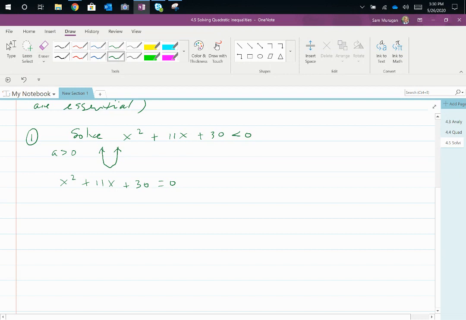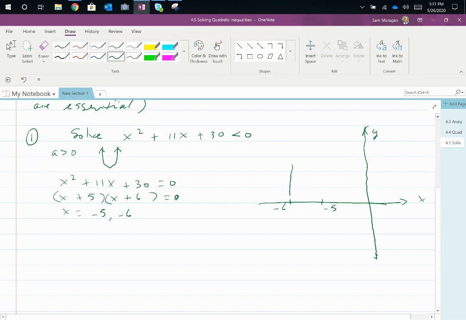Okay, so this factors as x plus 5, x plus 6 equal to 0. Meaning that we have an x-intercept at x is equal to -5 and -6. So if we were to sketch a real quick graph of this, this is all we need here, by the way. This is y and this is x, and we have -6 and -5. And we know the graph is turned upwards.